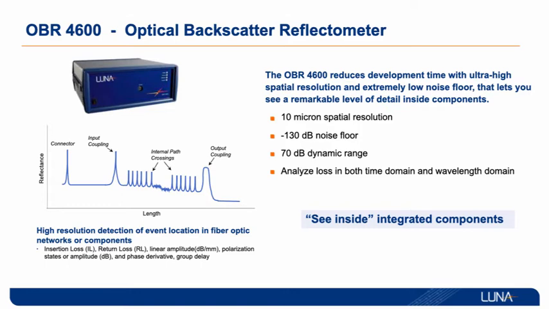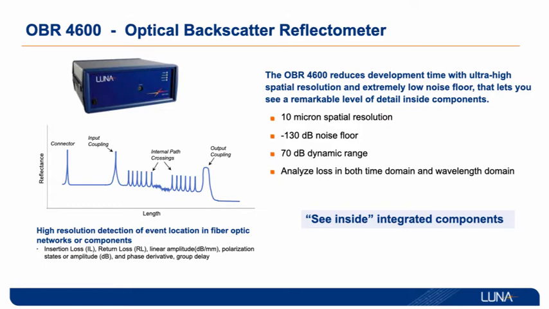So for components in short networks, that's over ranges of anything from a centimeter up to several kilometers. Very high sensitivity, 130 dB noise floor, a wide dynamic range, and it allows you to analyze the reflections in a device over length. And in particular, with the very high resolution and high sensitivity, it allows you to see not only reflective events, but non-reflective loss events because it has backscatter level sensitivity. So you can actually see the scatter in a waveguide, which tends to be a very, very weak signal.